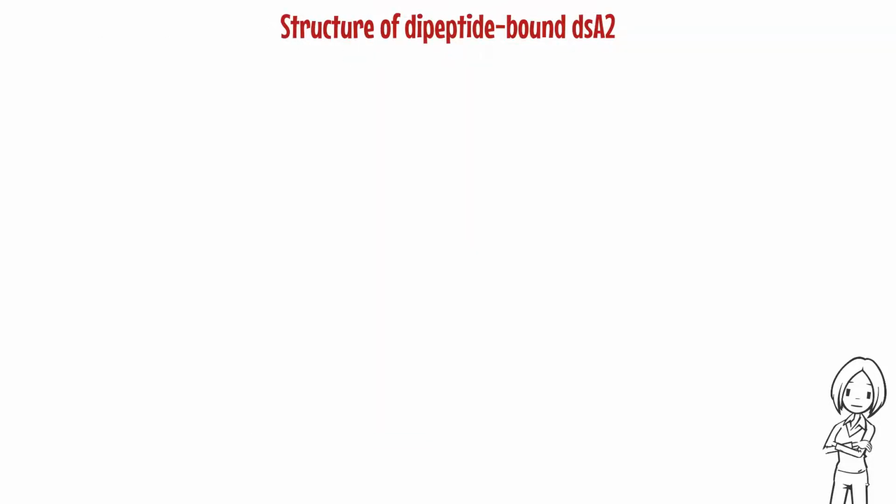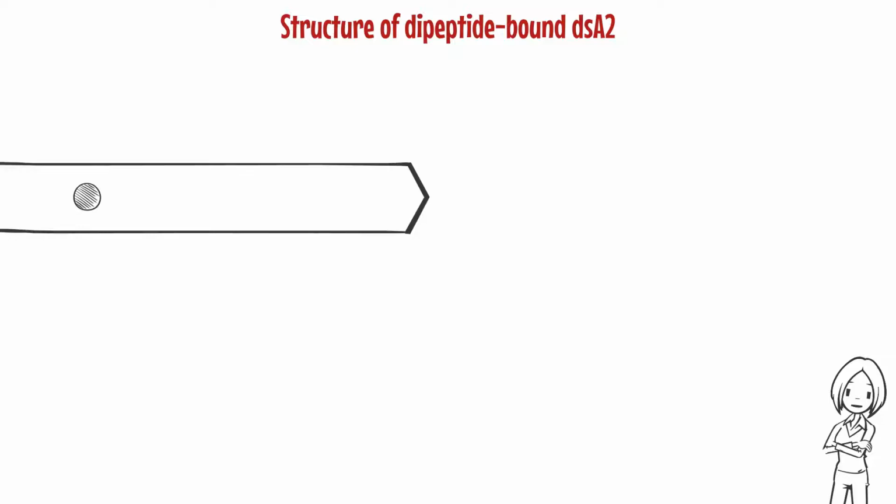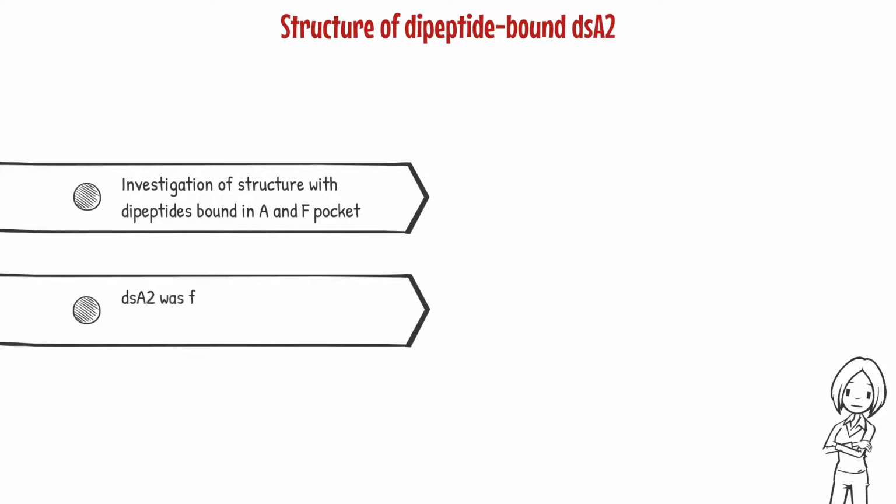After the disulfide stabilized class 1 molecule was introduced, the researchers then investigated its structure with dipeptides bound in the A and F pocket of the peptide binding groove. The disulfide stabilized class 1 molecule was folded in the presence of 2 different dipeptides, glycylmethionine and glycylleucine, and then crystallized, resulting in high-resolution crystal structures.